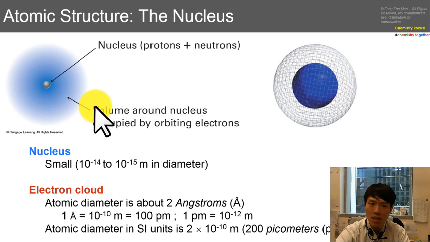An angstrom is 10 to the power of negative 10 meters, or you can convert it into 100 picometers.